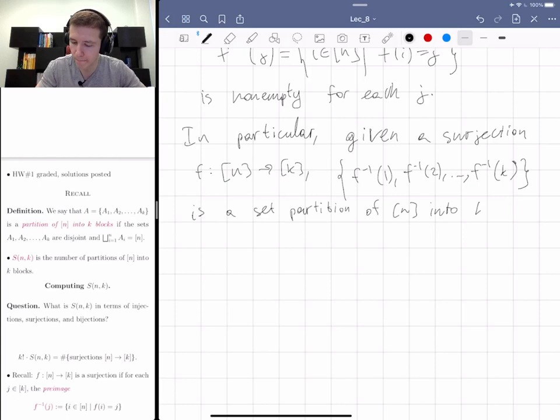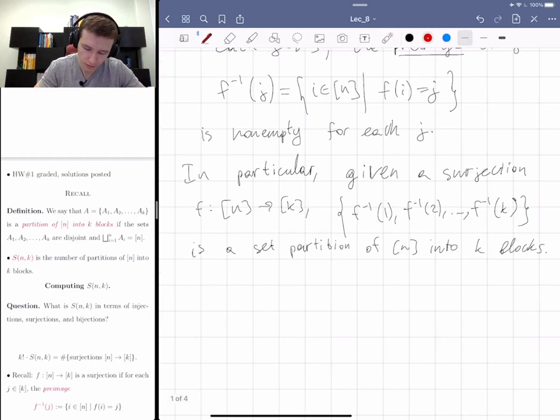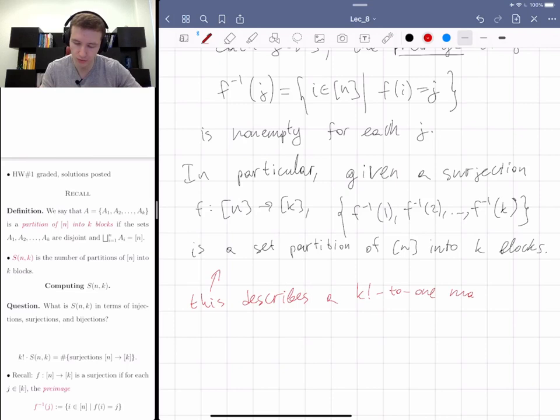And of course, if you swap 1 and 2 in the images, then the partition is going to be the same. So you have to divide by k factorial. So in other words, this describes a k factorial to 1 map from surjections to set partitions into k blocks.